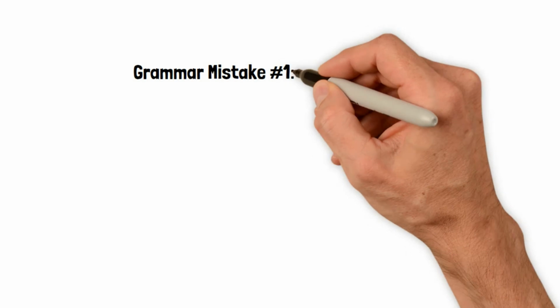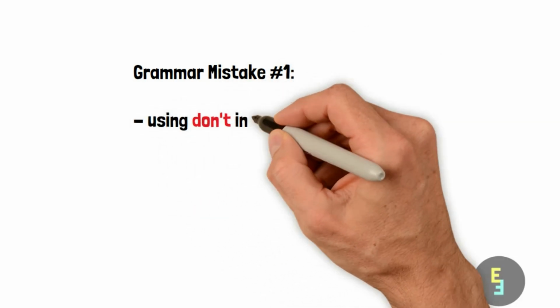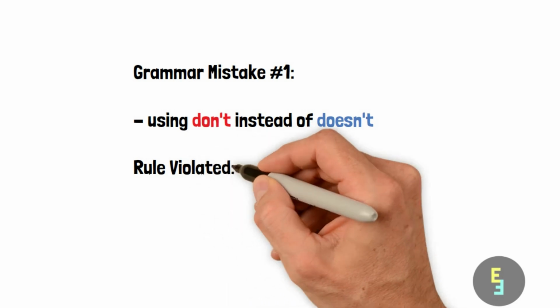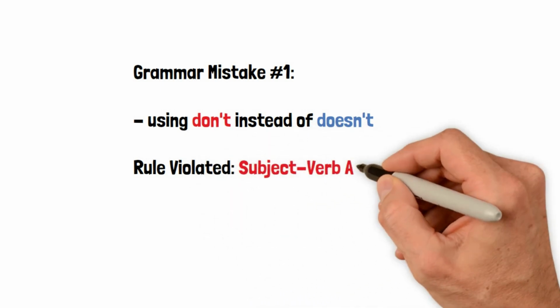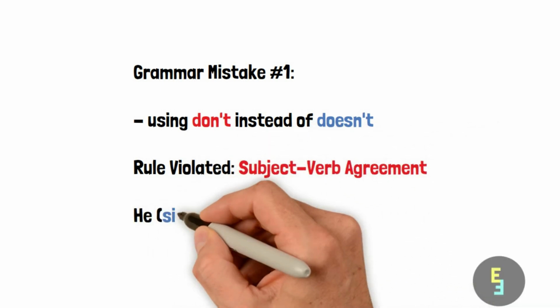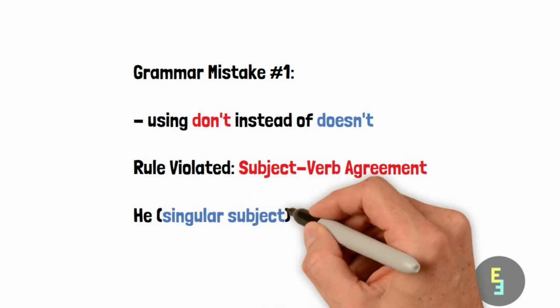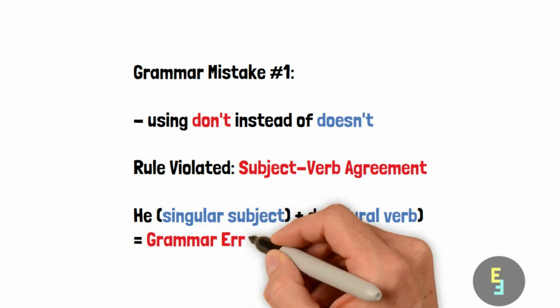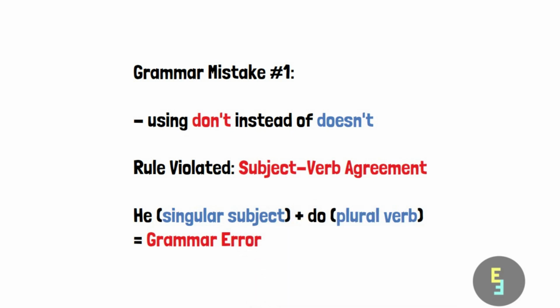The first mistake was using the word don't instead of doesn't. It should be he doesn't and not he don't. The grammar rule that we can apply here is the subject-verb agreement. This rule states that when the subject is singular, the verb must be singular. As you can see in this example, our subject, he, is singular. The verb do is the base form, and it is in plural form. The singular form of do is does. Let's go to the next one.